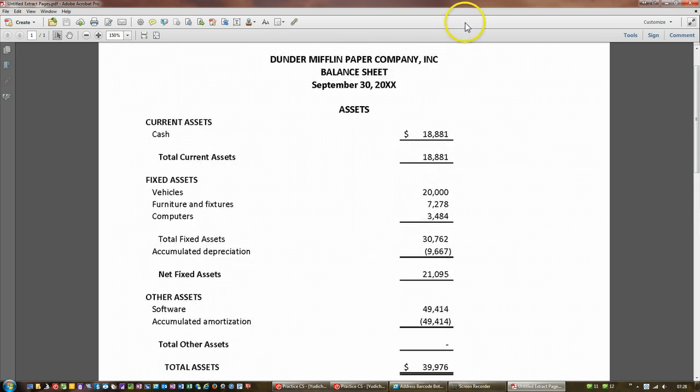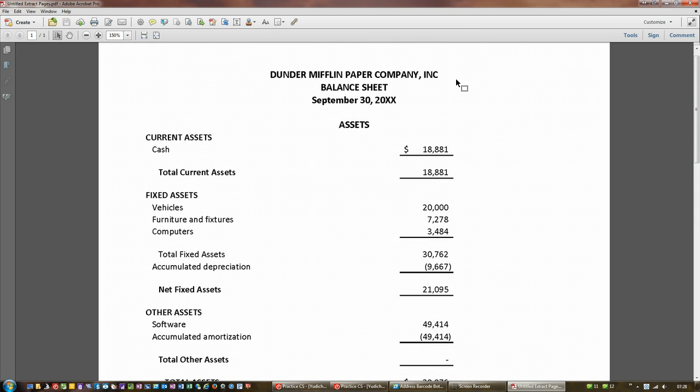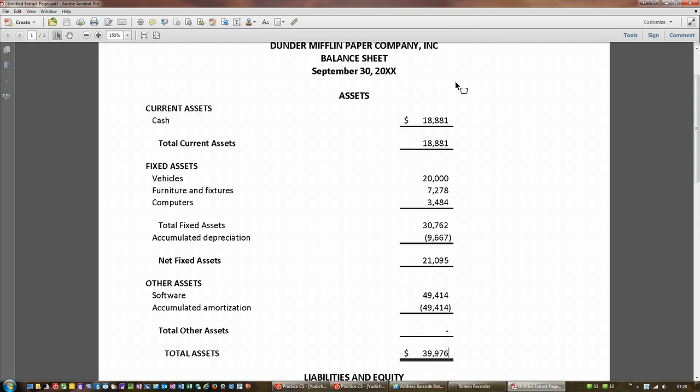All right. So let's go into the assets section of the balance sheet. We've got current assets, and those are liquid assets that you can use right now. We've got our fixed assets. Now let's go back to the current assets section. Cash is very liquid. Another example of a current asset would be accounts receivable. So you should be receiving that. You should be able to convert that into cash pretty quickly.